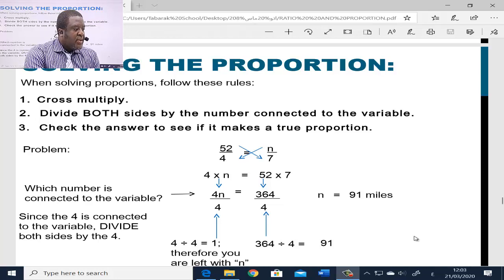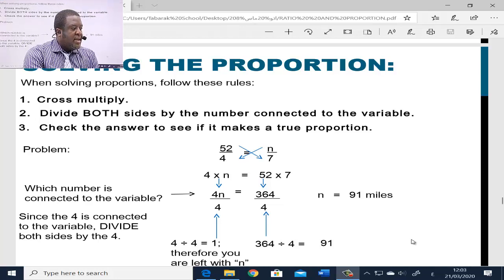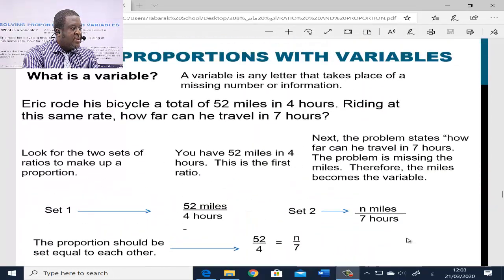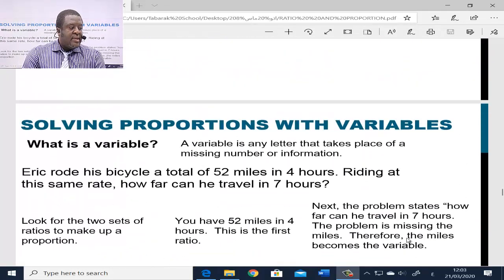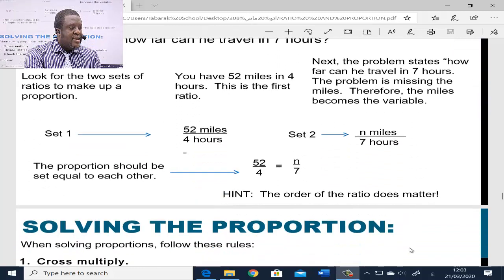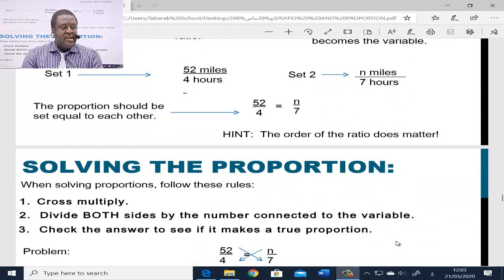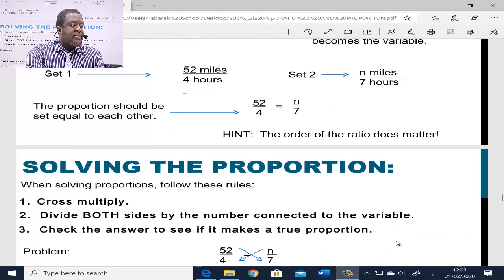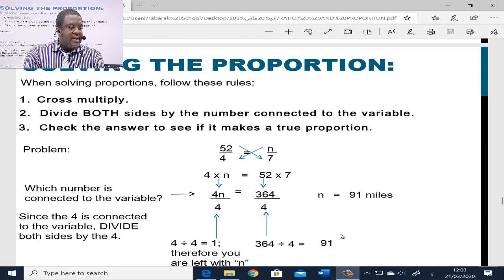Now, we have a problem here. Eric rode his bicycle a total of 52 miles in 4 hours. Riding at this same rate, how far can he travel in 7 hours? By setting up the proportion, we have 52 over 4, which is equal to n over 7. And here, the value of n is going to be 91 miles. Why? Because we have 4n over 4, which is equal to 364 over 4. And the value of n is 91 miles.